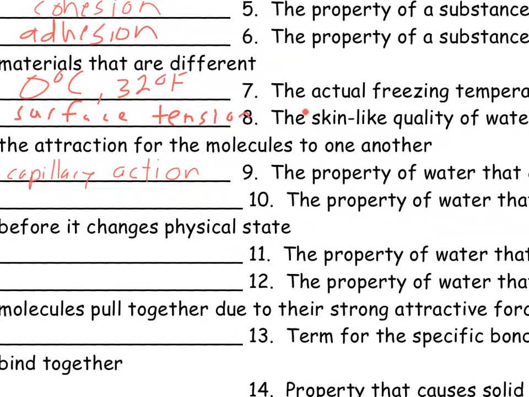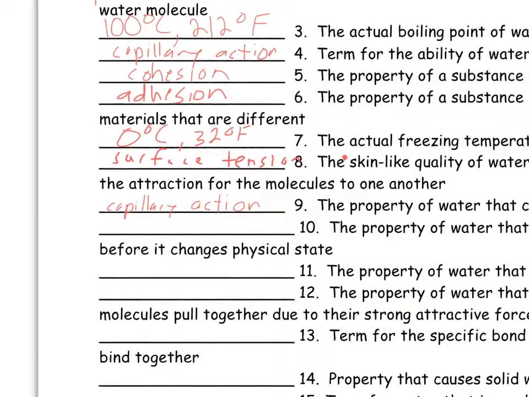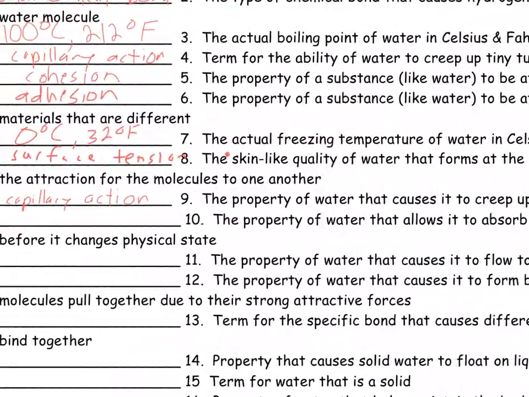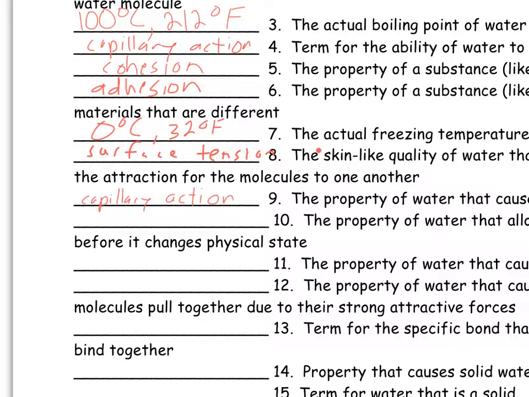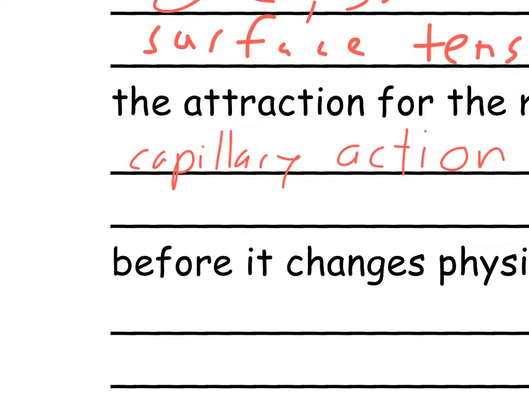10. Property of water that allows it to absorb a great deal of heat before it changes physical state. High heat capacity. You may also hear that called a high heat of vaporization, but we'll say high heat capacity. Meaning that water can absorb large amounts of heat energy before it actually changes temperature.